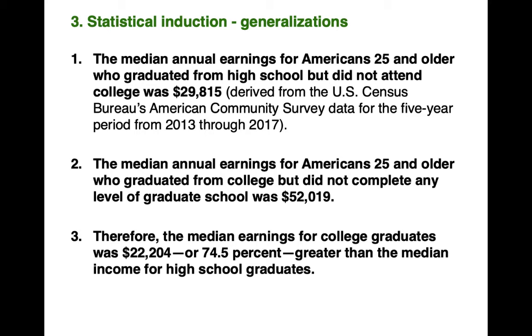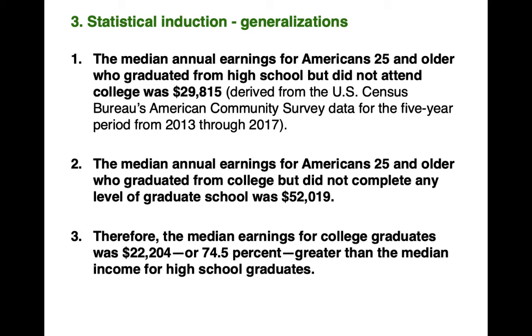Number 1, the median annual earnings for Americans 25 and older who graduated from high school but did not attend college was $29,815. Number 2, the median annual earnings for Americans 25 and older who graduated from college but did not complete any level of graduate school was $52,019, almost twice as much. Notice claims 1 and 2 are statistical, right? They're based on observing samples of Americans 25 and older and looking at their annual earnings.